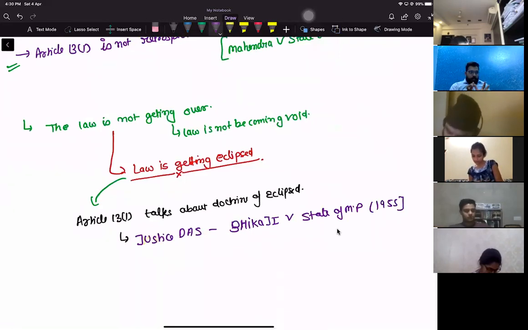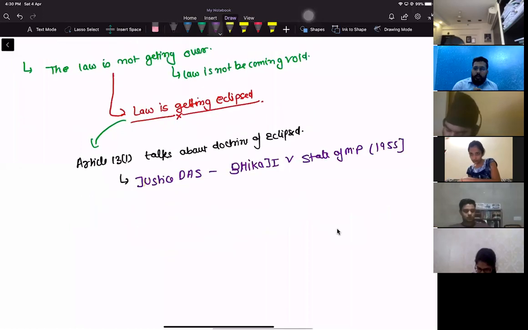This is where Justice Das discussed Bikaji versus the State of Madhya Pradesh. He discussed what is doctrine of eclipse. So what he's saying, what do you mean by doctrine of eclipse? So we all know what is eclipse. How many people know what is eclipse? Eclipse पे कुछ नहीं होता है. Eclipse को समझने की कोशिश करते हैं.